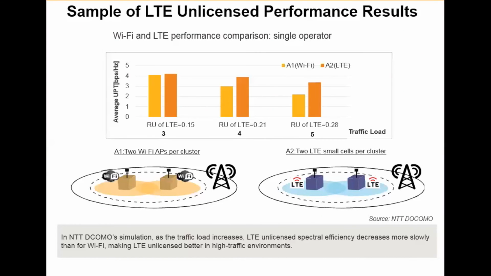Now we go to the next slide. This slide shows you the simulation results carried out by NTT Docomo, compared with Wi-Fi. If you are using a Wi-Fi access point and an LTE access point, and it presumes different ratios of use of the unlicensed carrier, you will see that LTE unlicensed always performs better as the use of the unlicensed channel is increased. As you increase the traffic load, the degradation in Wi-Fi happens much faster versus LTE unlicensed.